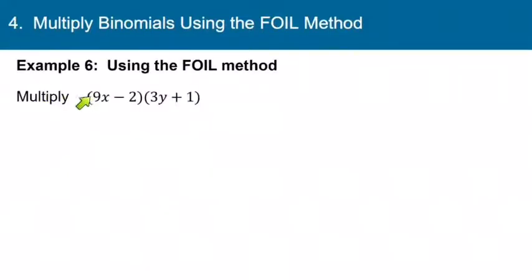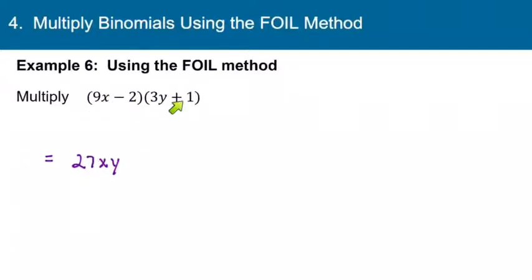So this one says multiply 9x minus 2 times 3y plus 1. Notice that both of these polynomials are binomials. That means we can use the FOIL method to multiply these together. So don't let the fact that we have two different variables here bother you at all. First times first would be 9x times 3y. So 9 times 3 is 27. And then we have times x and times y.